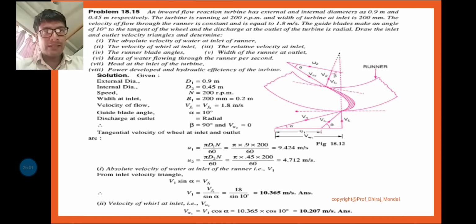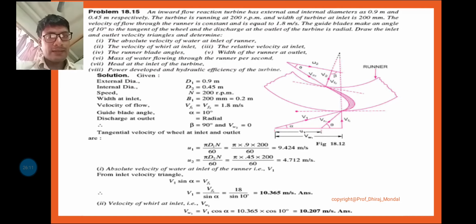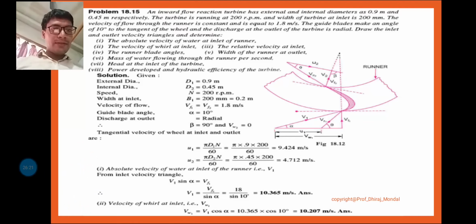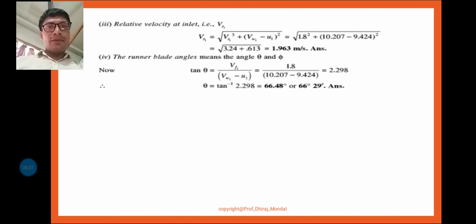Okay, the velocity of whirl at inlet is Vw1, and Vw1 is equal to V1 cos alpha, which is 10.365 into cos 10 degree, that is 10.207 meter per second. So here you can see Vw1 is equal to 10.207 meter per second, that is your velocity of whirl at inlet.